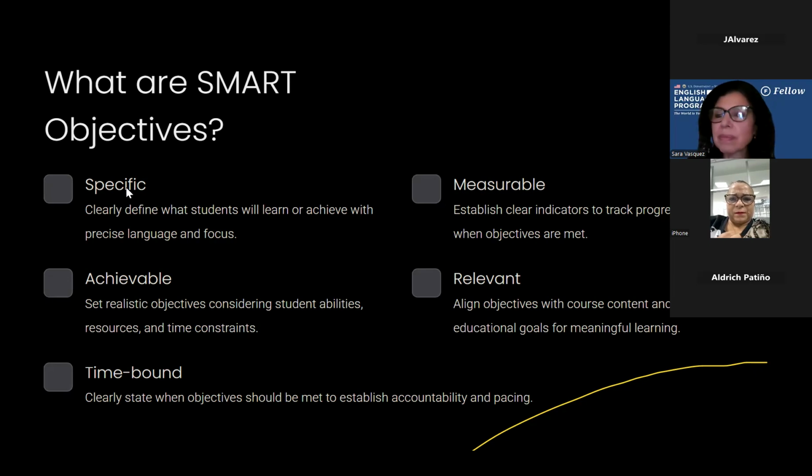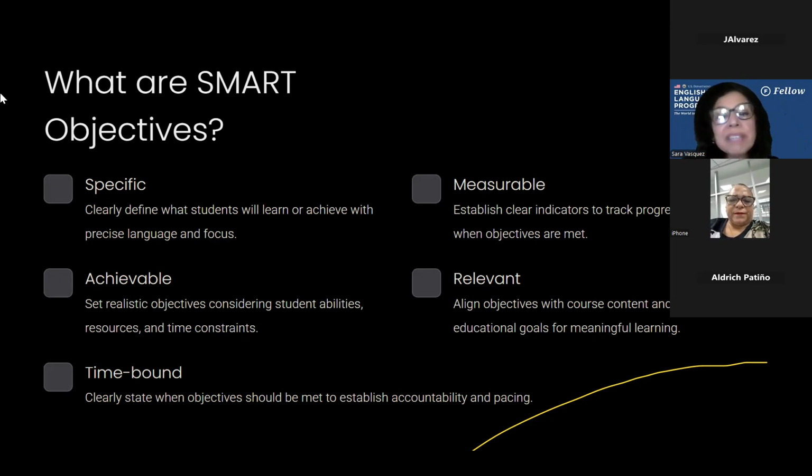The A stands for achievable. Achievable is setting the realistic objective considering students' abilities, resources, and time constraints. Exactly. It has to be kind of realistic, because for a kindergartner, I wouldn't give the same assignment as I would to a high school student. It has to be achievable and attainable relative to their level and development.